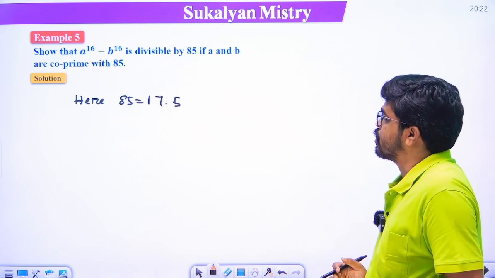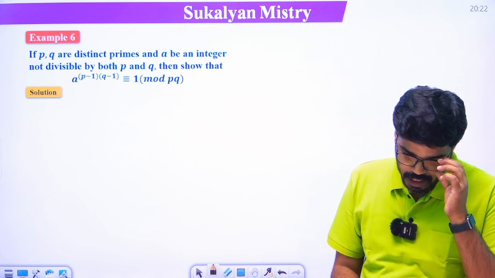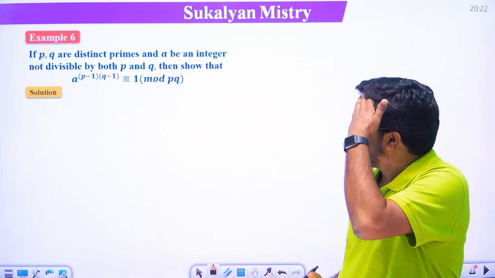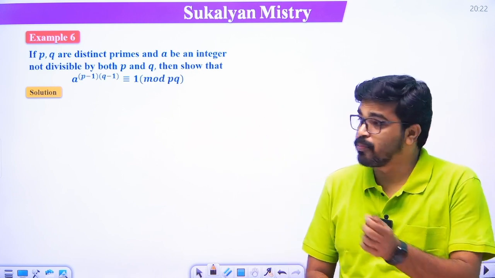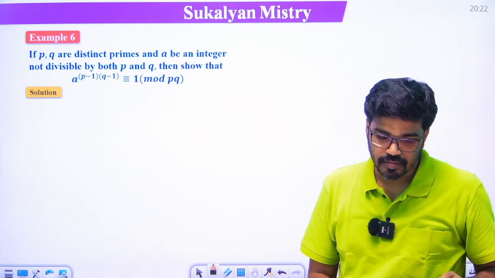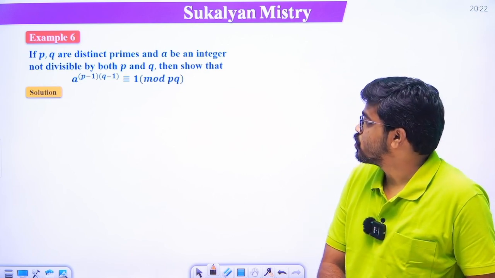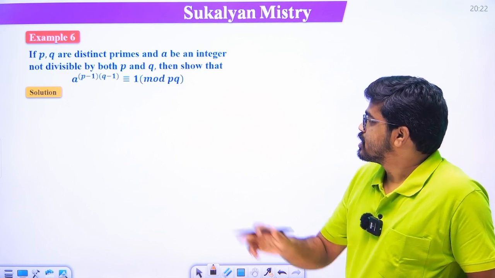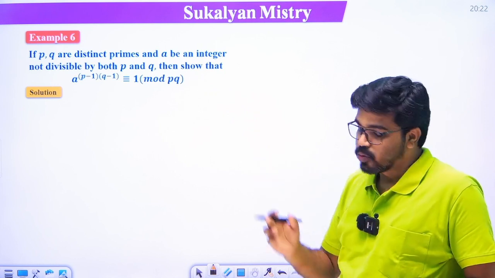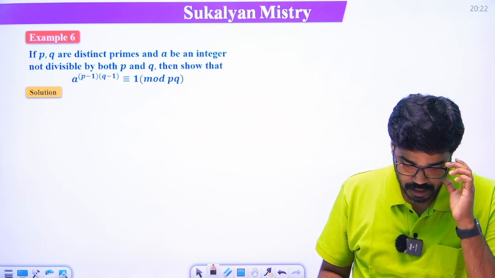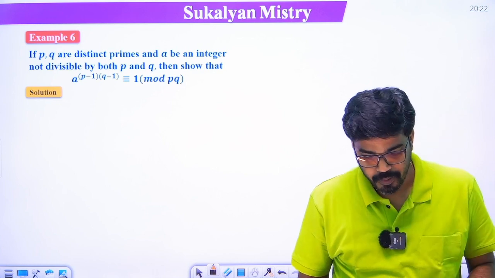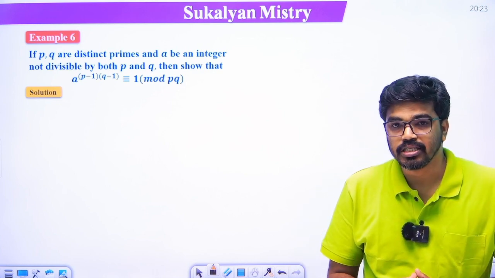So next problem, note this problem: if p and q are distinct primes, and a is an integer not divisible by both p and q, that is a is not divisible by p, as well as a is not divisible by q. We have to show that a to the power p minus 1 into q minus 1 is congruent to 1 modulo pq. p and q are distinct primes.